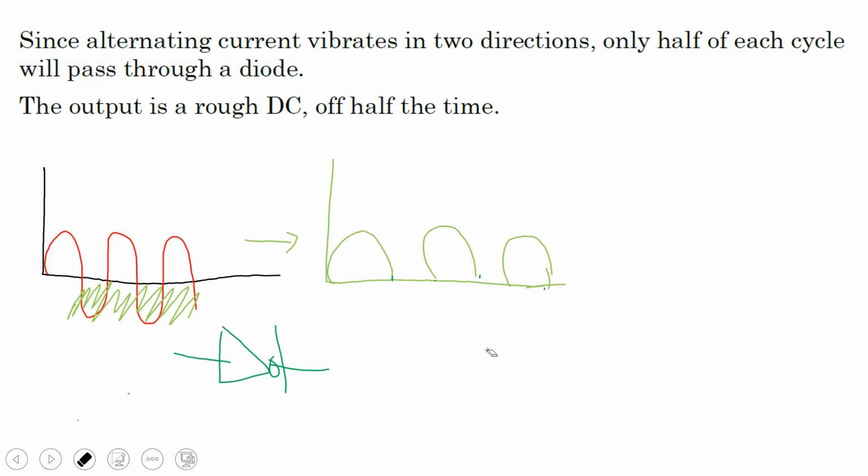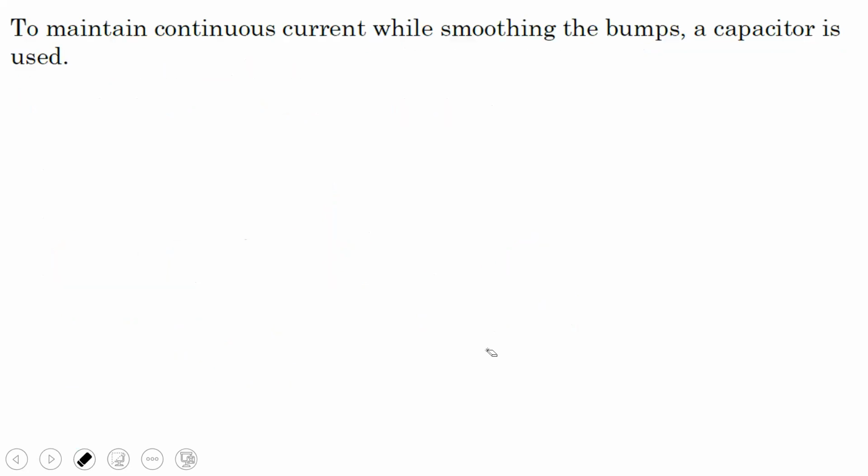This is the first step. So the diode here will halve the waves. This is the first step. Then after that, to maintain continuous current while smoothing the pulses, we have to use the capacitor.